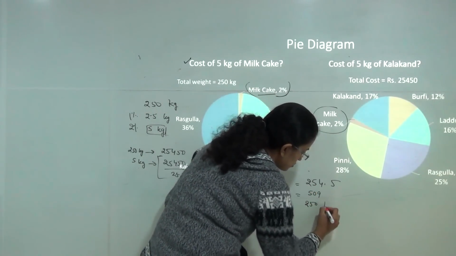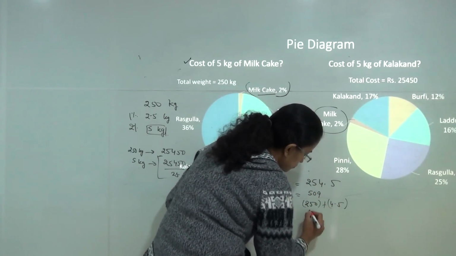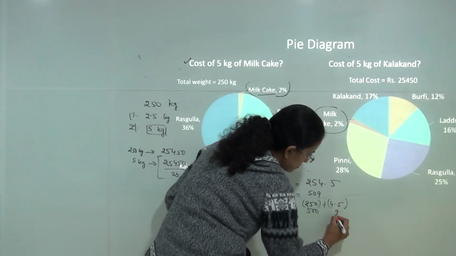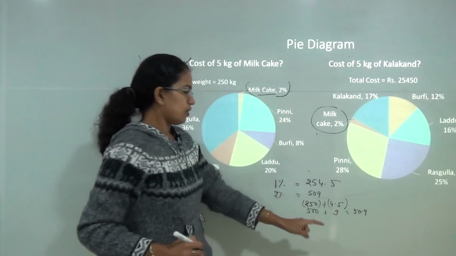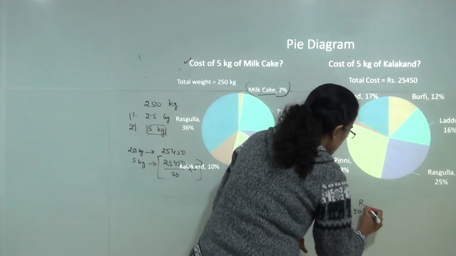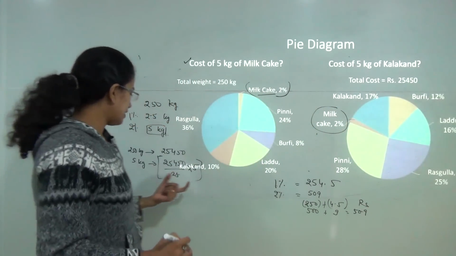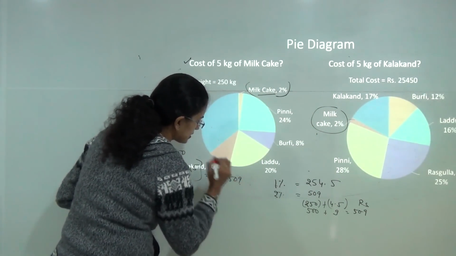So I broke this into 250 plus 4.5. I double this and I double this individually. So this becomes 500 and this becomes 9. Now I add this, so it is 509. Now, 2% would have a direct cost of rupees 509, and if I calculate this, I would again get rupees 509 as the answer.